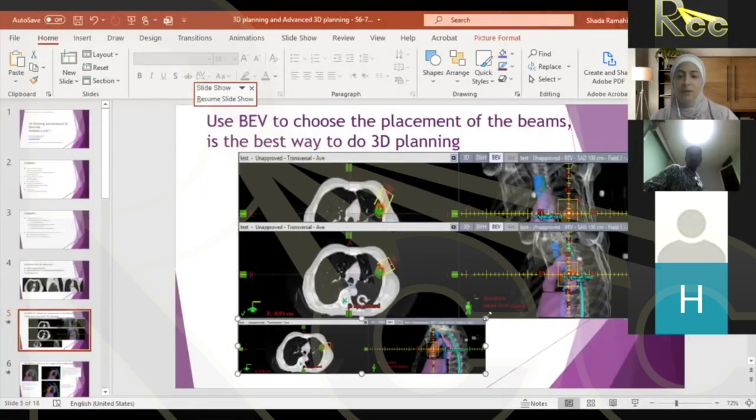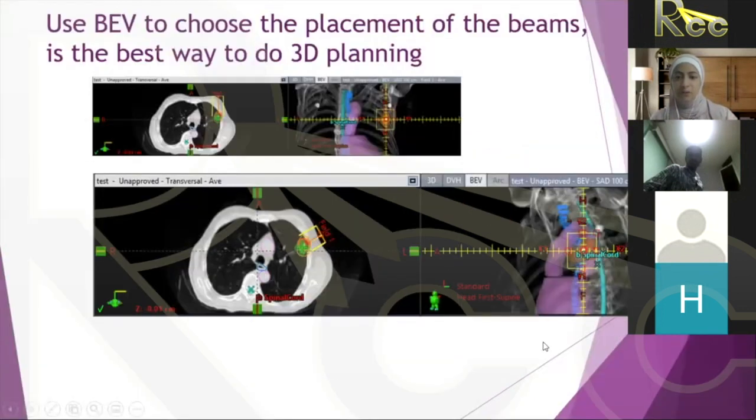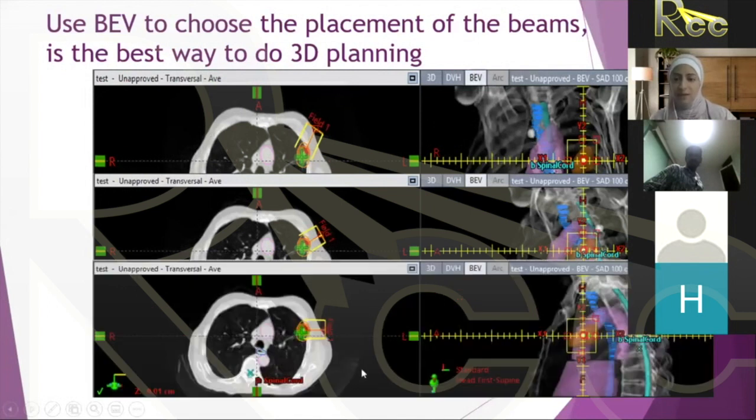And let's do another angle. Okay, now let's look at this angle. I have a 90 degree angle that is sparing the cord, sparing the esophagus, but it's irradiating part of the aortic arch. So you're looking here at the beam's eye view, okay?